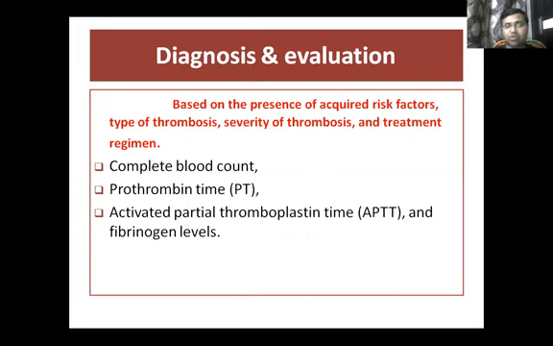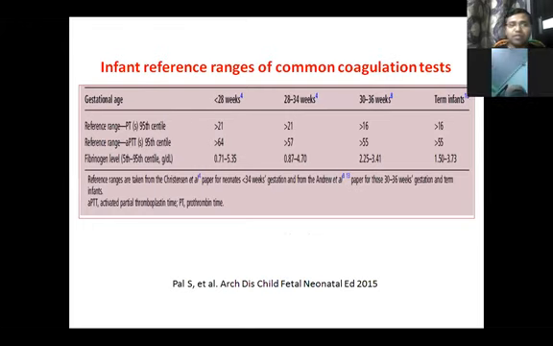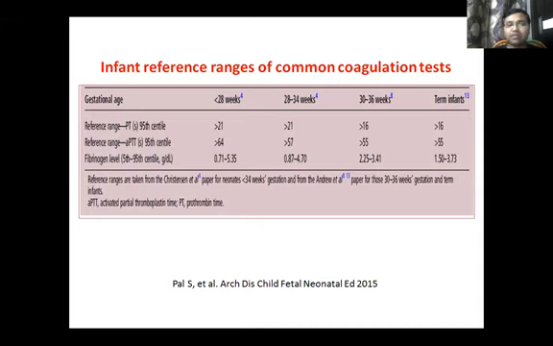So once we diagnose the thrombosis, how do we go about it? It depends on what type of thrombosis, what the severity is, and whether we are going to start the treatment or follow a wait and watch policy. The basic investigations for evaluation of the thrombosis or starting the treatment are complete blood counts, where we have to see the platelets, the prothrombin time, partial thromboplastin time and the fibrinogen levels. We can't compare these tests with adult values, and outside labs give adult reference ranges. So in the NICU we should have the ranges for preterm and term babies.